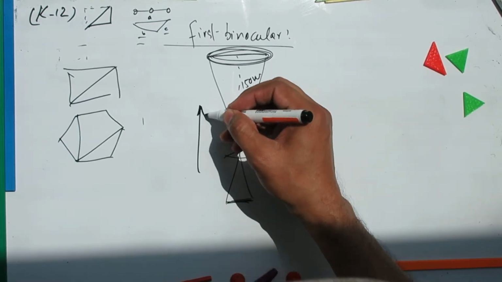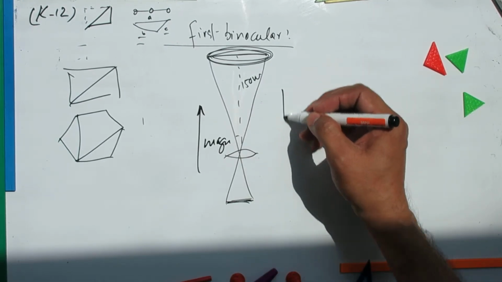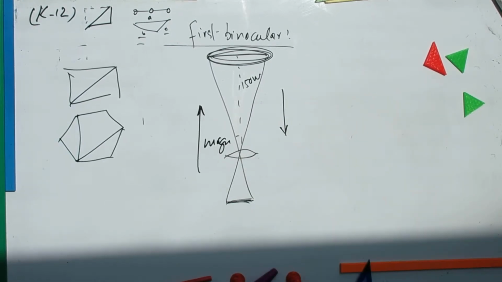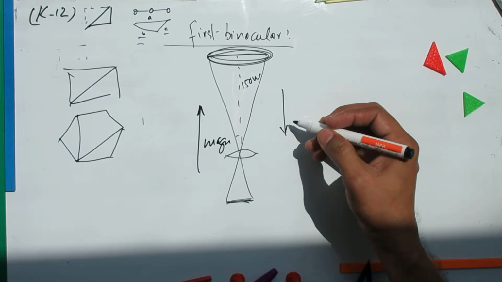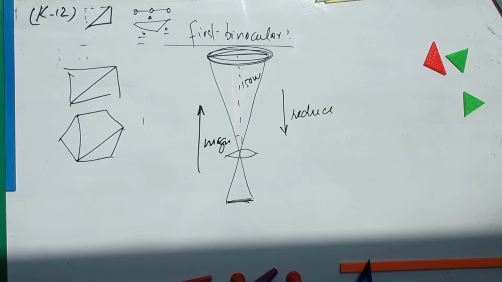Microscope goes this way and magnifies, right? Binoculars go this way and sort of try to reduce. Amazing, isn't it? We never thought about these things.